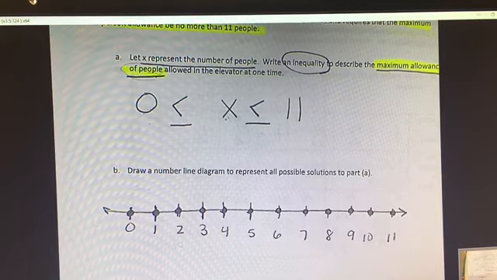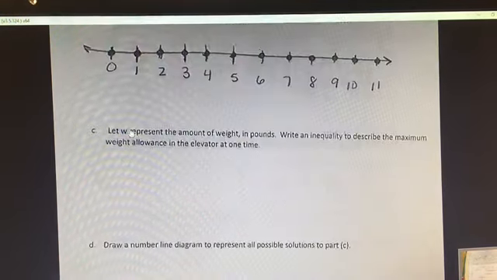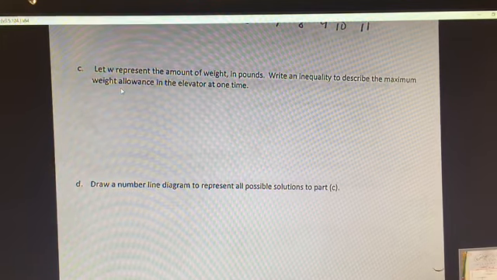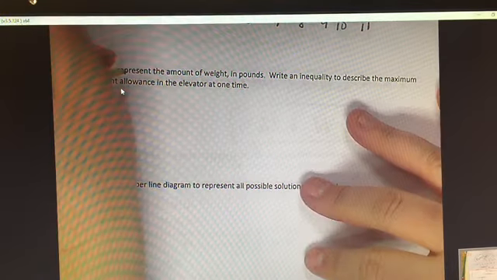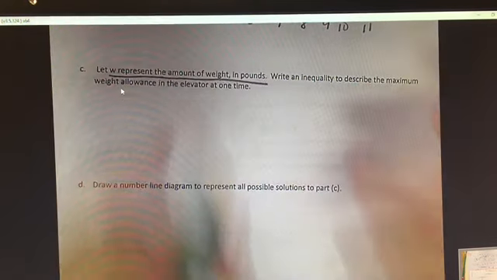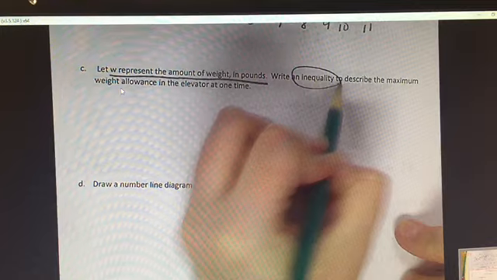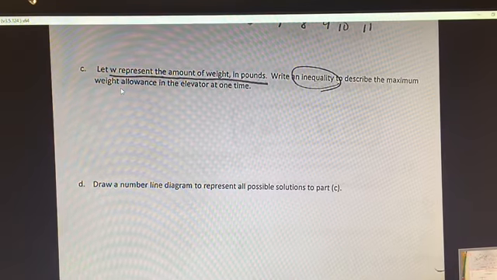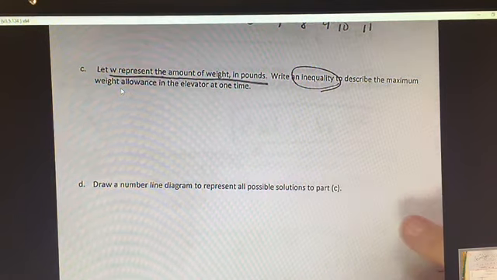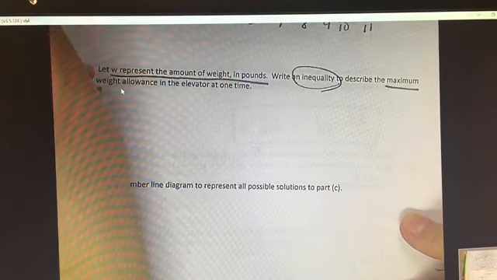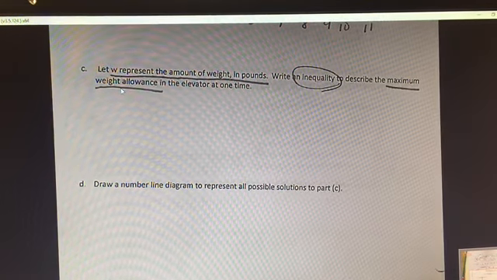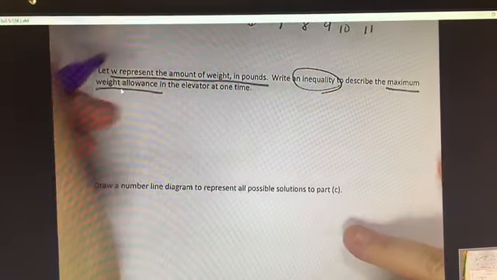So then we pop down to C. And C says, let W represent the amount of weight in pounds. So again, they're telling us what variable to use. Okay, we're writing an inequality statement. So greater than, less than, greater than or equal to, less than or equal to describe the maximum weight allowance. So this time we are doing weight.